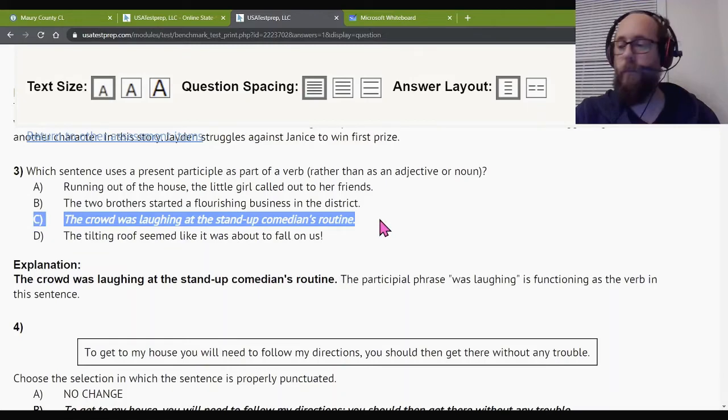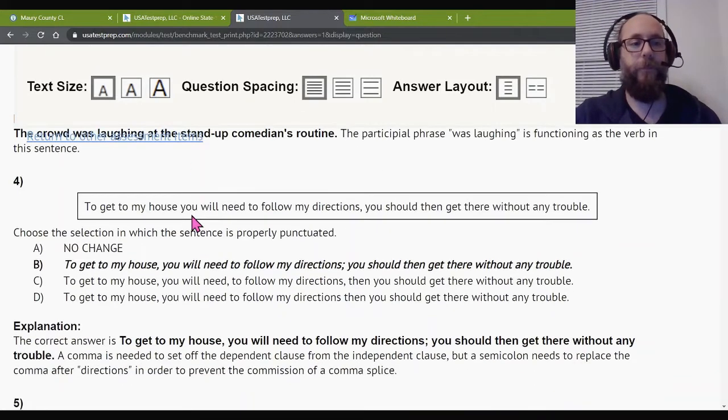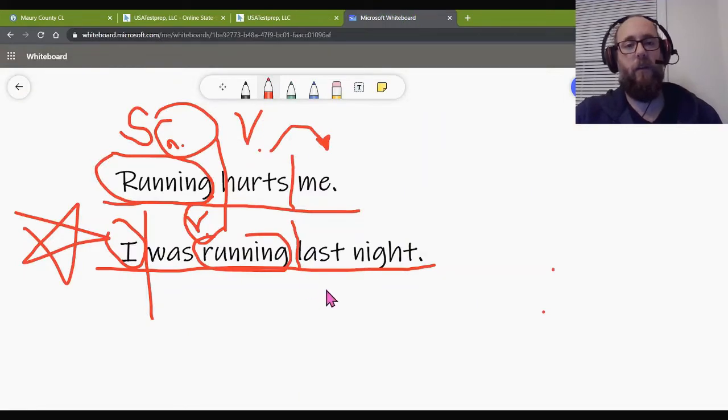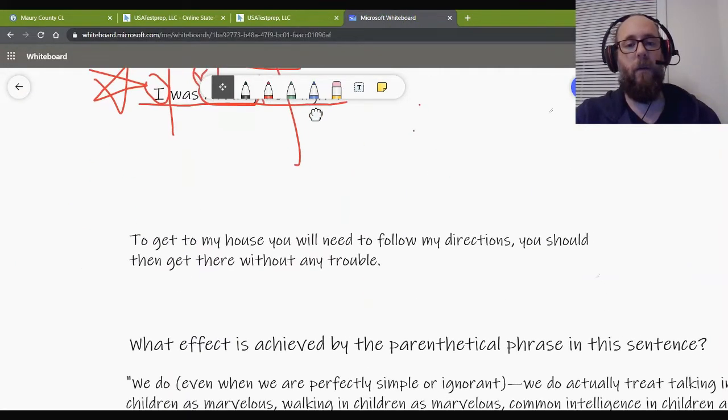All right. Let's look at number 4. This one also did not go so well. Number 4 says, to get to my house, you will need to follow my directions. You should then get there without any trouble. And it says, choose the selection in which the sentence is properly punctuated. So let's go down here. No, here, yes.